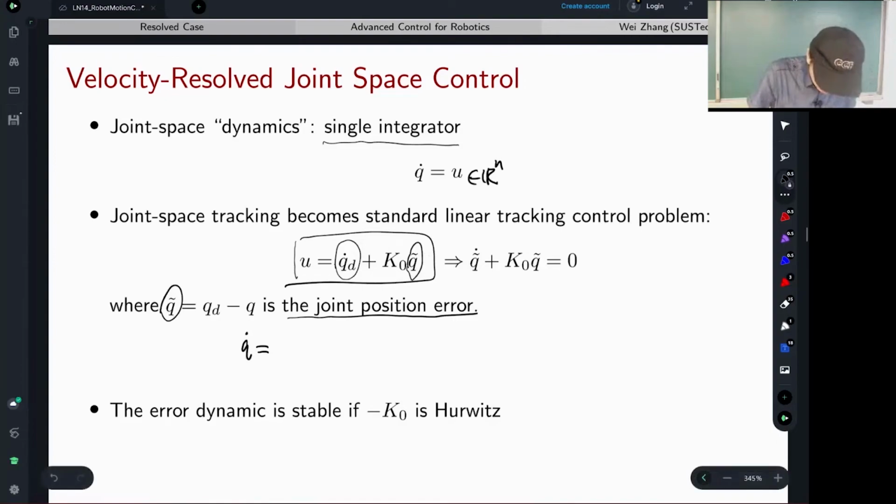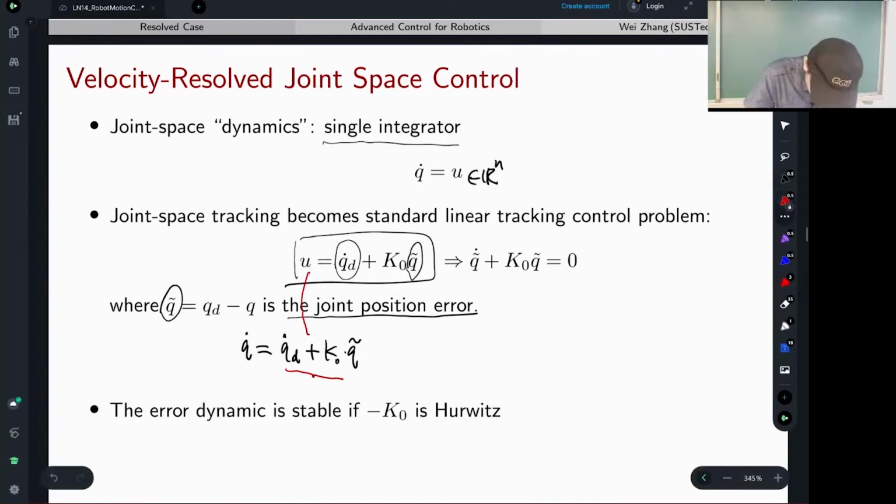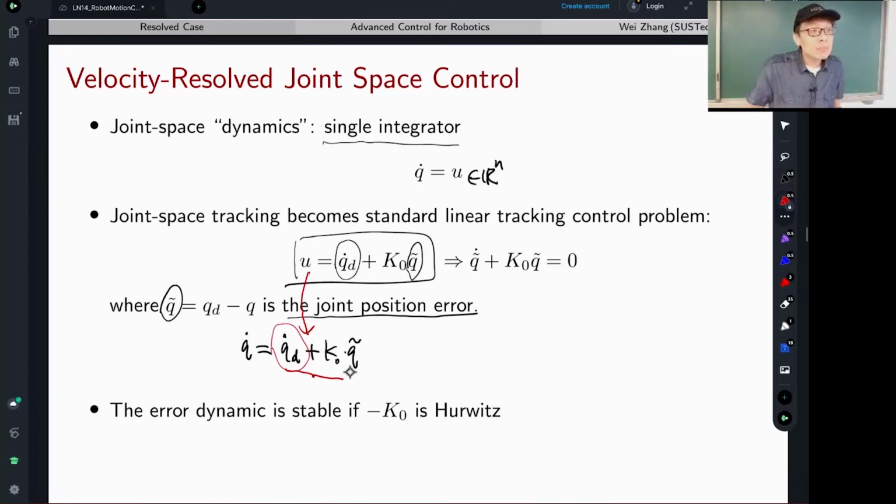So if I plug in, I can derive this, but this is really simple. Let's say Q dot equal to what? U. And I specify my U to be the desired Q dot plus a feedback correction term, K0 times Q tilde, the error. So this is my control law. This is a feedforward term, and this is a feedback term. If you don't have the feedback term, then everything has to be perfect. If you have the feedback term, that's more robust.